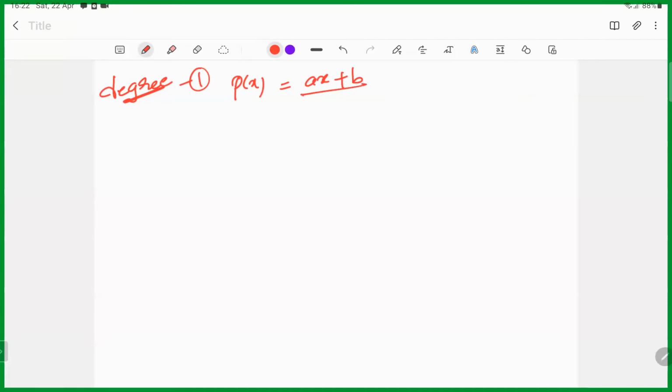By the factorizing, middle term splitting methods. But this is not a quadratic, no? If it's a quadratic, you need to use middle term splitting, but it's not a quadratic, right? Okay, sir. So just you need to equate it to zero, yeah? x equal to minus b by a. Okay? Yes, sir. For degree 1, the zero is minus b by a. Yeah? Yes, sir.